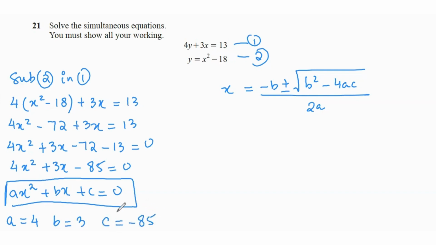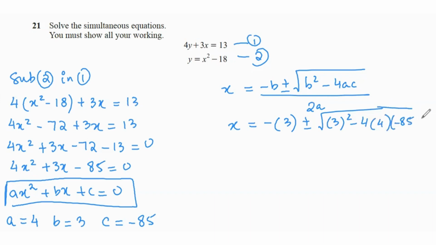Another thing, don't miss out the signs. Always write the signs with the values. If b is negative, write the negative sign. If a is negative, write the negative sign. And don't write the x with it. Always write the numbers. So now that we figured out what a, b, and c are, we're going to substitute them in the quadratic formula. So minus 3 plus minus square root of b squared minus 4 times 4 times negative 85 over 2 times 4.